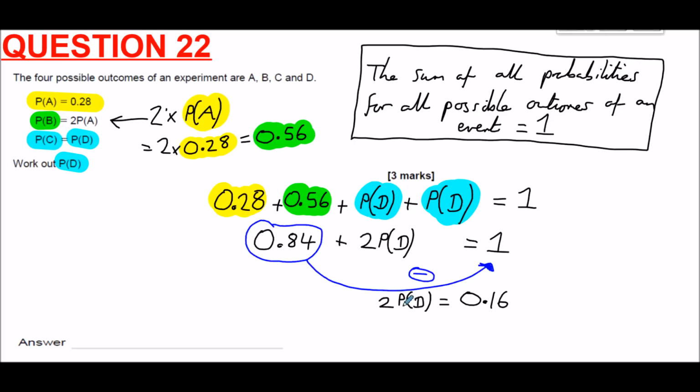And so we don't want 2 lots of the probability of D, we just want 1 lot of the probability of D. So that 2 we want to disappear. So that 2 is multiplying the probability of D. So if I swap it to the other side, it will change to the opposite thing. Opposite of multiplying is dividing. Basically, we're just halving both sides of the equation. So the probability of D will be 0.16 divided by 2, which you should find is 0.08. So that's our final answer for the probability of D.